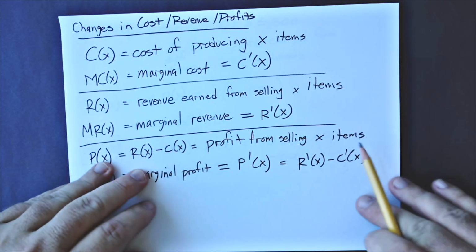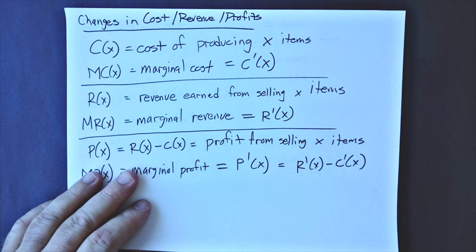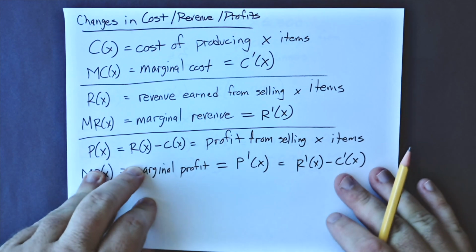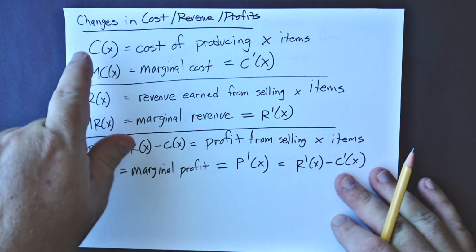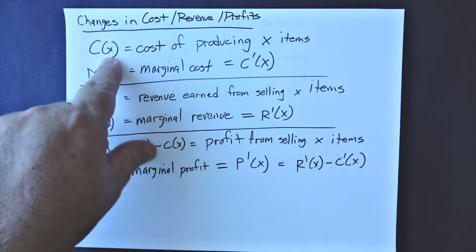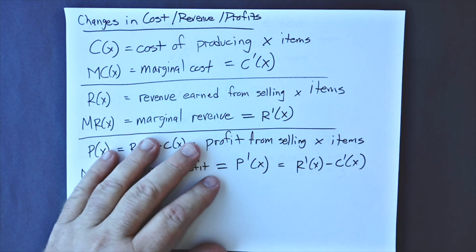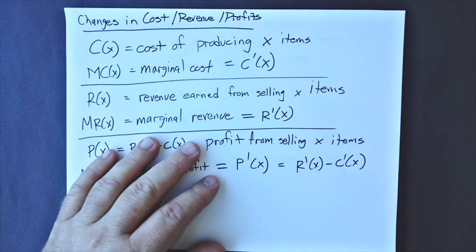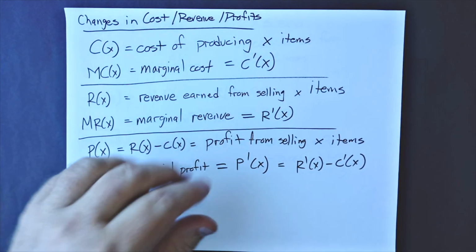The last example, I think, is a business example. So this is changes in cost or revenue or profits. We use the same idea for any of these. And so again, capital letters. So we have the capital C. This is the cost of producing x things, whatever things we're producing. It's a cost function. It takes me 87 cents to make a bagel. So then that would be 87 times the number of bagels.